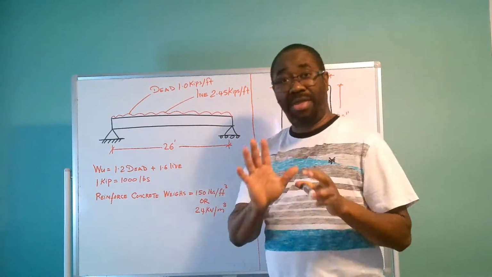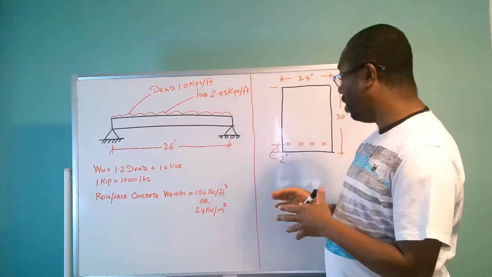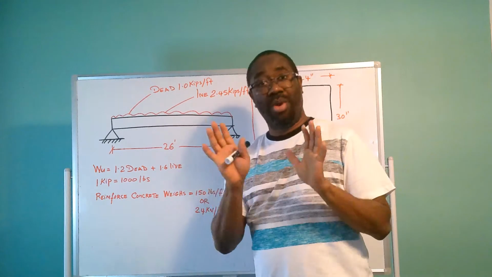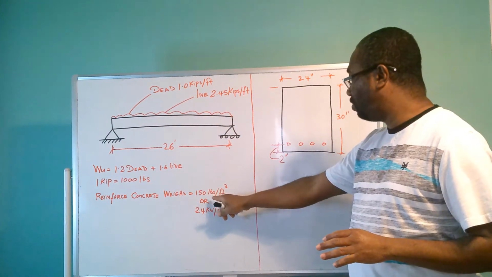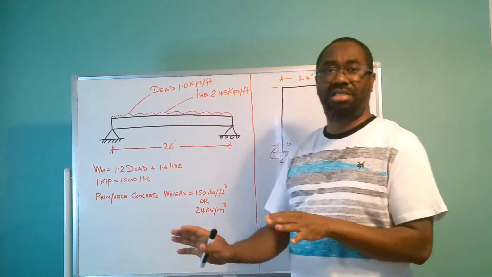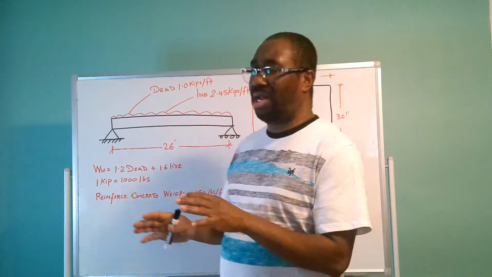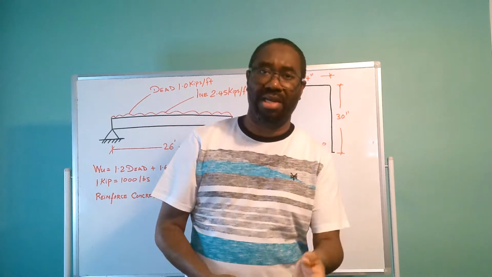Another parameter that I must bring to your attention is the weight of reinforced concrete. The weight of reinforced concrete is 150 pounds per cubic foot, or 24 kilonewtons per cubic meter. Those are essential parameters that you must understand before I get into the calculation.